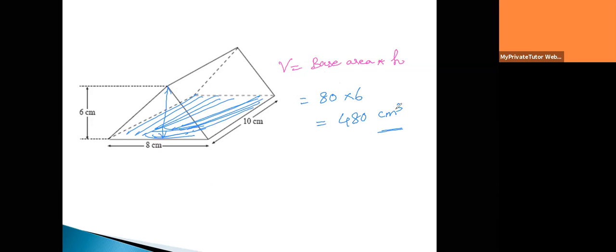Please remember the formula for volume: base area into height. This is a general formula for any prism, or rather any three-dimensional shape. Not pyramids, though. You need to consider only prisms.